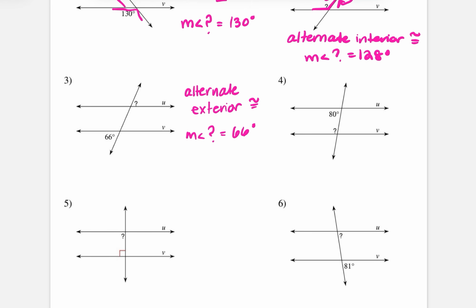Number four, 80 and question mark are on the same side of the transversal, and they're on the inside of the two parallel lines. So we call those same side interior or consecutive interior. And when things are on the same side and also interior or also both exterior, those are supplementary.